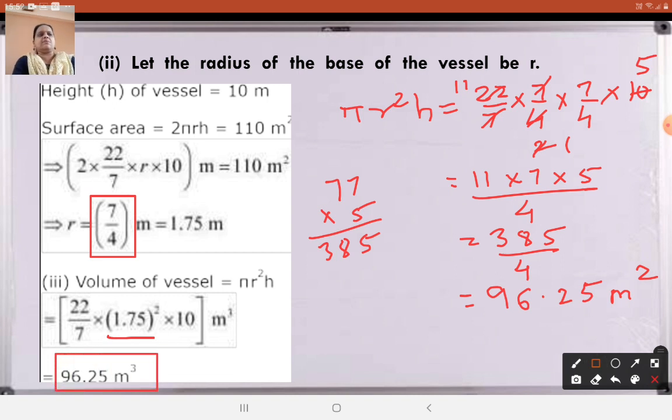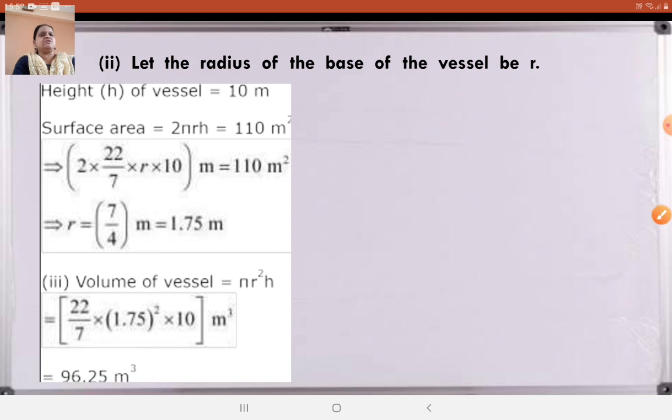Can you see over here? You will get the same answer. If you want, you can calculate by using 1.75. Then also you will get the same answer. Now it is your choice how you are comfortable with the calculation, with the decimal or with the fraction. You try this sum by both the methods if you want.